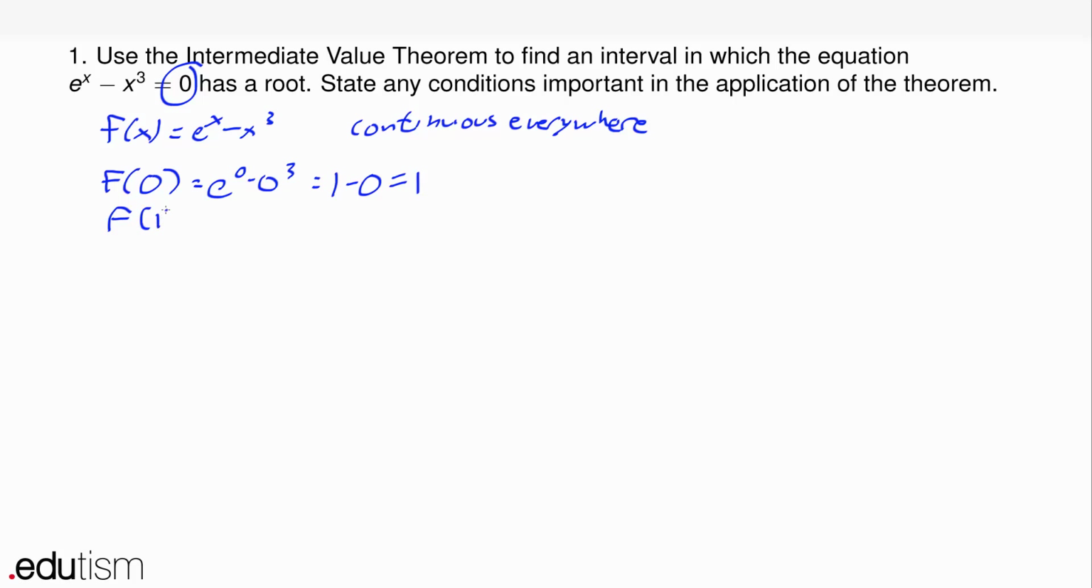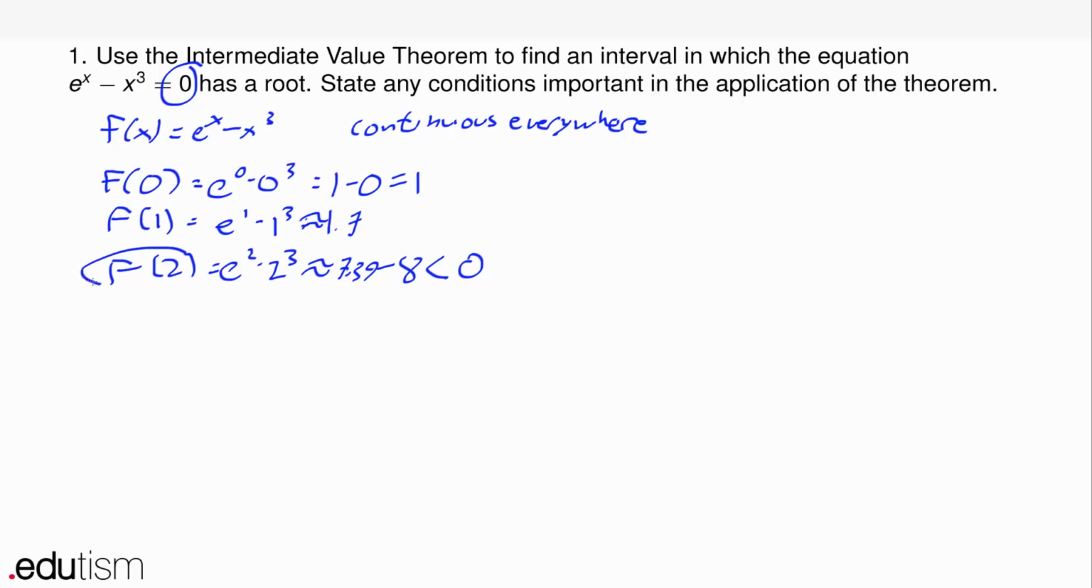Let's say I picked f of 1. That's e to the 1 minus 1 cubed. Well, e minus 1 is approximately 1.7. This is still above 0. However, if we pick f of 2, here we get e to the 2 minus 2 cubed. If we approximate this, it is about 7.39 minus 8. This actually turns out to be less than 0.